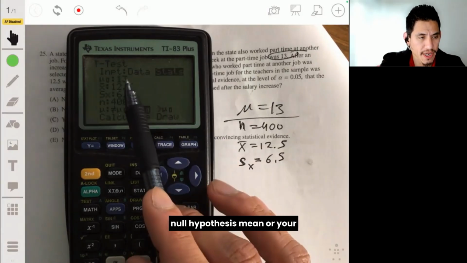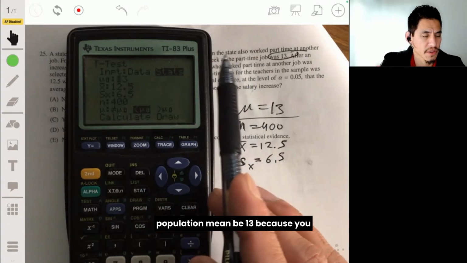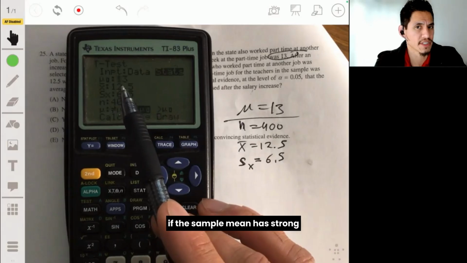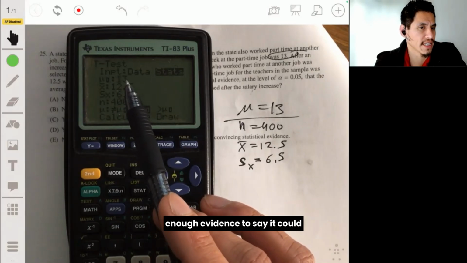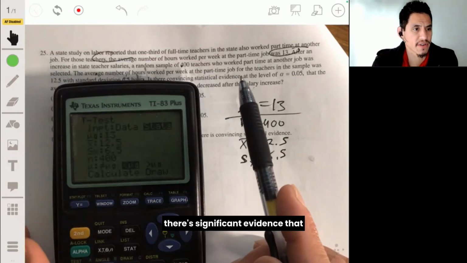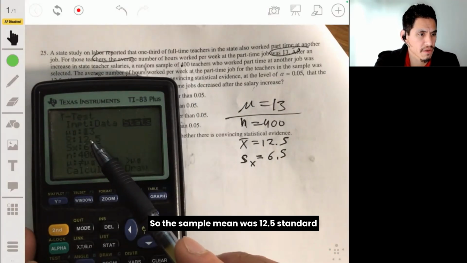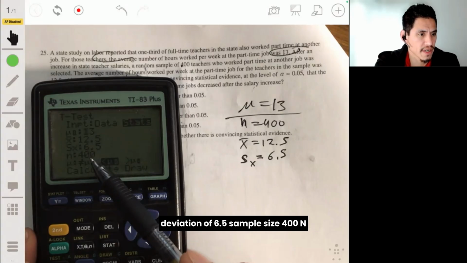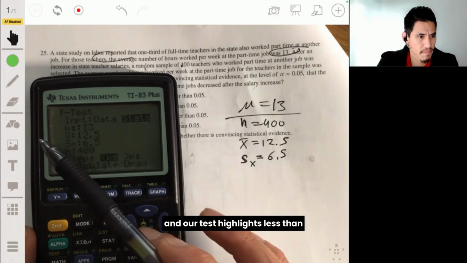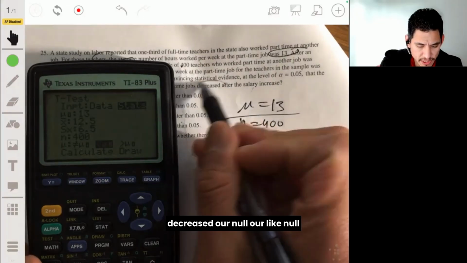But you're going to fill in your null hypothesis mean, or your population mean, which is 13, because you want to test against that to see if the sample mean has strong enough evidence to say it could also be 13. In this case, we want to find if there's significant evidence that the mean decreased. So the sample mean was 12.5, sample standard deviation 6.5, sample size 400, and our test highlights less than, because again, we're looking at decreased.